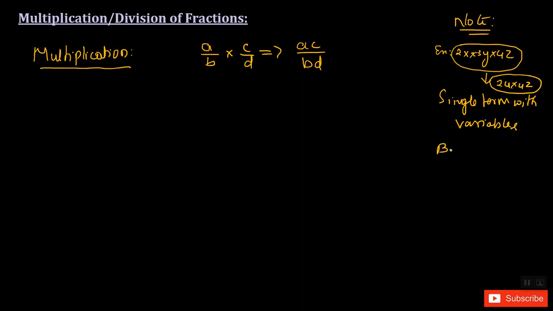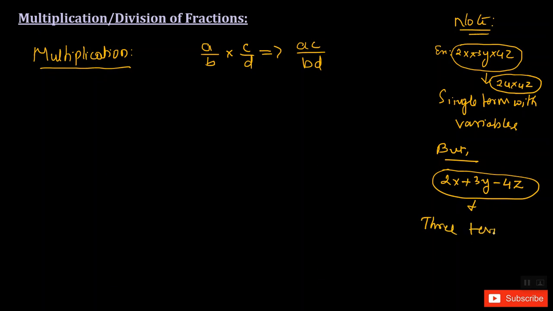But if there is a plus or minus sign in between, you can't do this, isn't it? If I say 2x plus 3y minus 4z, these are three terms with three variables, right? So what I can conclude: if there is a plus or minus sign in between, that counts how many terms there are. It means it separates the terms.